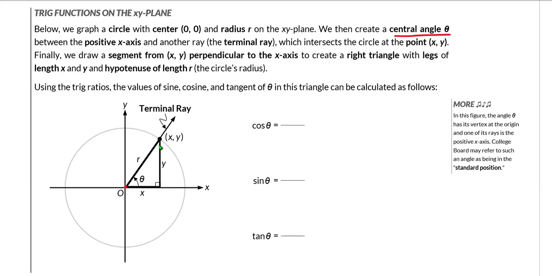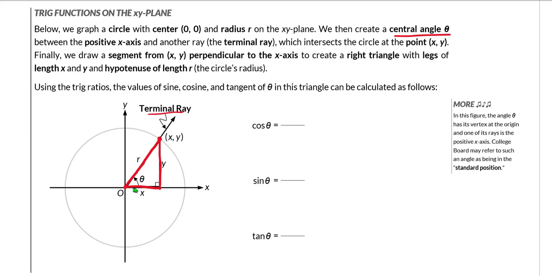Then what we are going to do is make a little right triangle. The way that we're going to do that is we're going to drop a little altitude, a little vertical segment from the point at which the terminal ray hits the circle down to the x-axis. And then we are going to complete the triangle by drawing a horizontal segment from the origin out to where the vertical segment hits the x-axis. And again, now you can see that we have a right triangle. And in that right triangle, the hypotenuse is r, the radius of the circle.